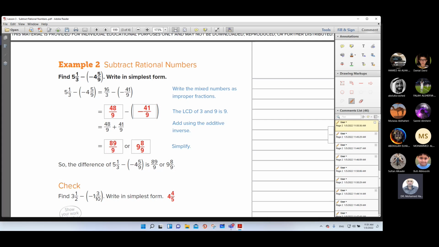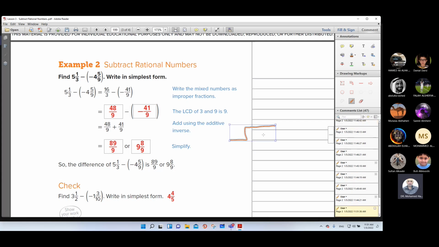Then you can change this fraction to a mixed number. How? You can do long division. 89 divided by 9 will be 9. 9 times 9, 81. 89 minus 81 will be 8. So the quotient means the whole number 9, and the remainder will be the numerator, and the divisor here will be the denominator.